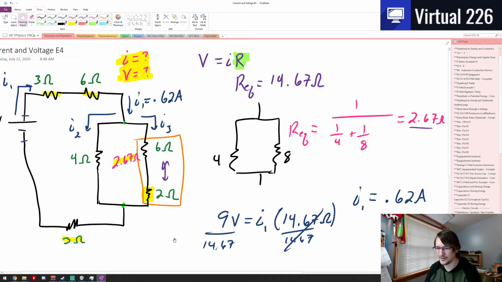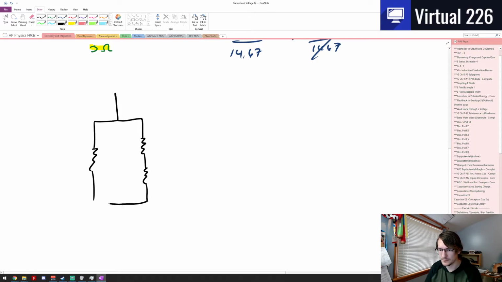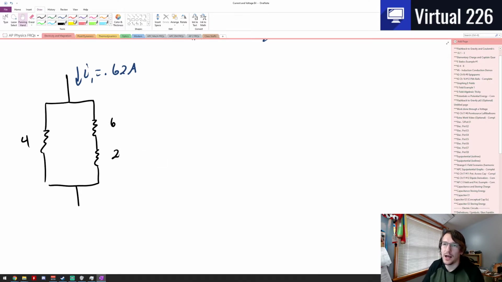Okay, so let's kind of give this a redraw down here. I want to look just at that parallel branching here. This is the 4, this is the 6, this is the 2. And I know coming into it is a current of 0.62 amps. So if you look at this branching right here, remember, we want voltage and current across the 2 ohm resistor. What can I do here?